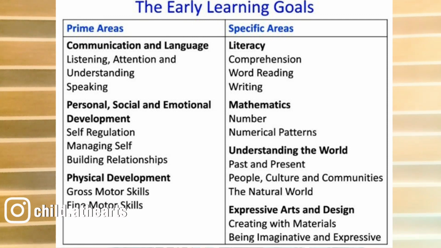For literacy, you're looking at comprehension, word reading, and writing. For math, you're looking at numbers and numerical patterns, that is, shapes, space, and measures. For understanding the world, you're looking at past and present. You're also looking at people, culture, and communities. You're also looking at the natural world. For expressive arts and design, you're looking at creating with materials, for example, media. You're also looking at being imaginative and expressive.